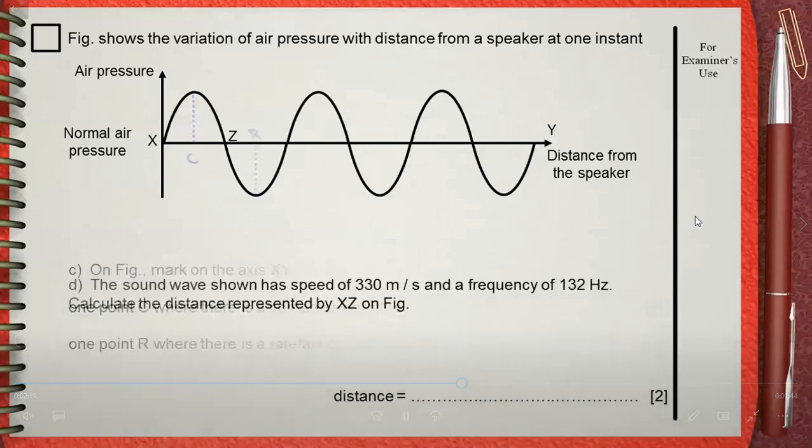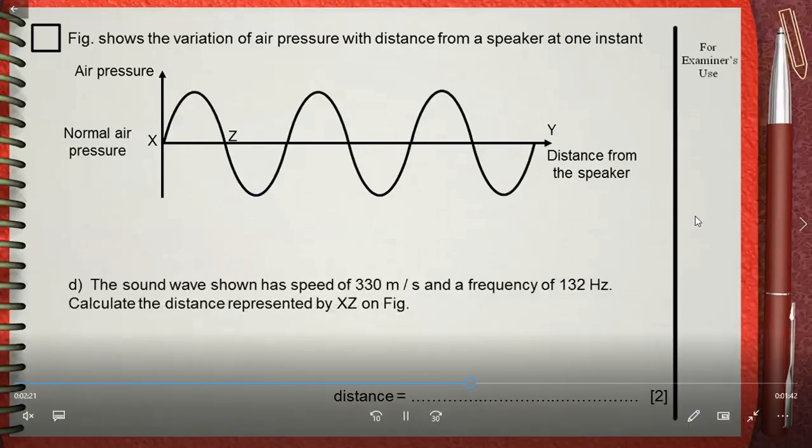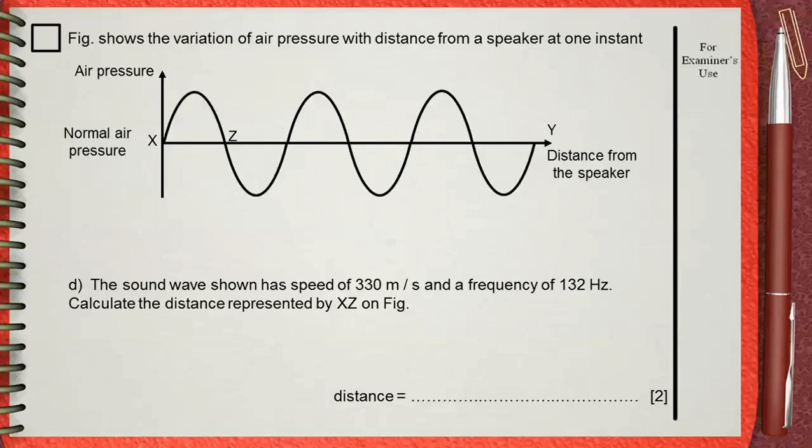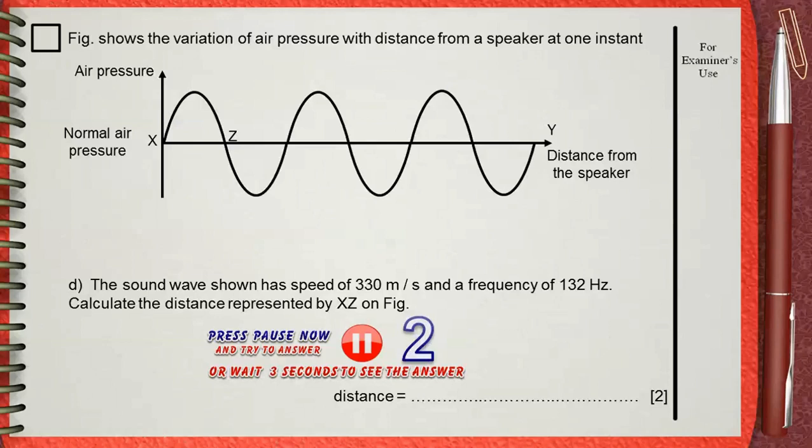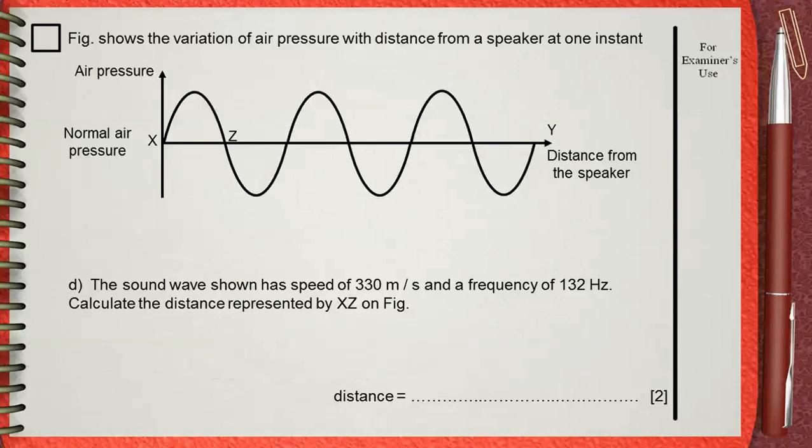All right, so the next question: the sound wave shown has a speed of 330 meters per second and a frequency of 132 hertz. Calculate the distance represented by XZ on the figure. So it's a very easy question. That means we know the speed of sound and the frequency, but we must calculate the distance represented by XZ.